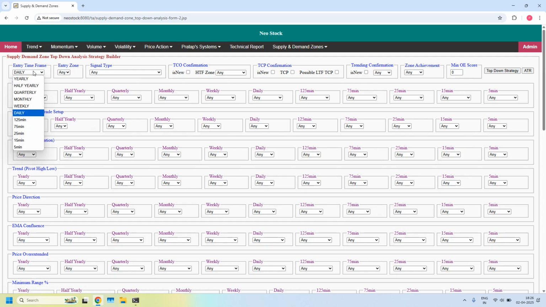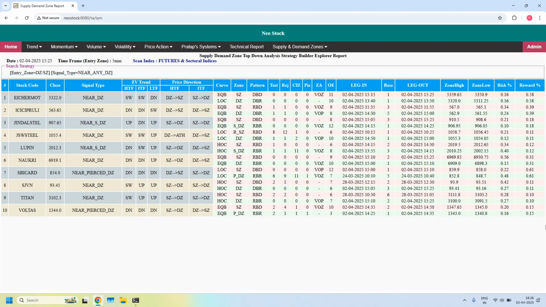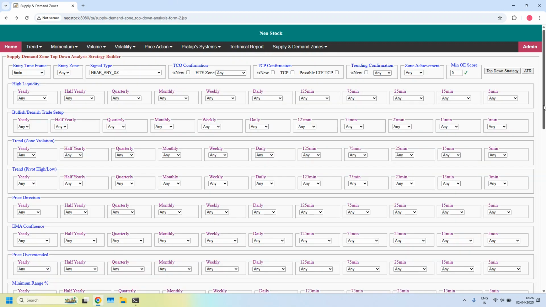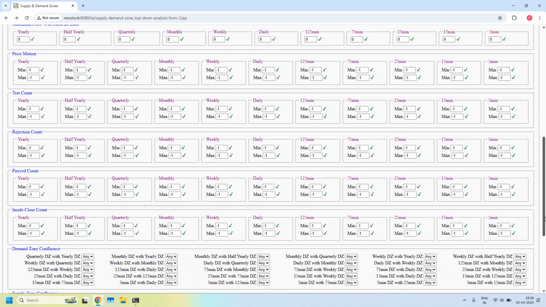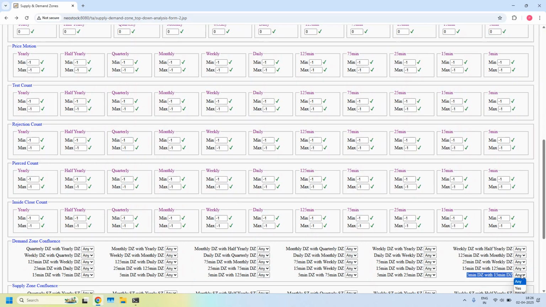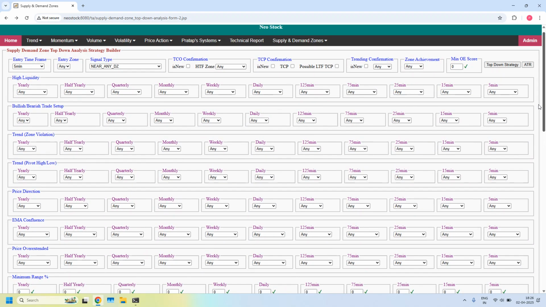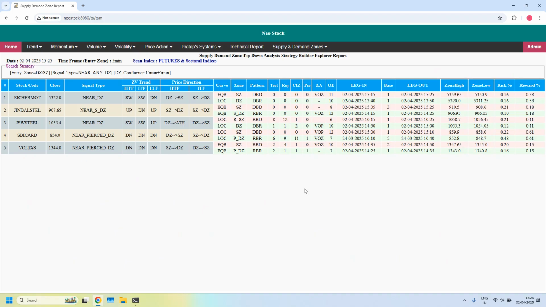Next time frame is 5 minutes. Stocks near 5 minutes demand zone. We got 10 stocks. Okay, let us further filter based on this zone confluence. That is 5 minutes and 15 minutes demand zone confluence. I enable the filter. We got 5 stocks. Out of these 5, fourth one and fifth one are pierced zones.